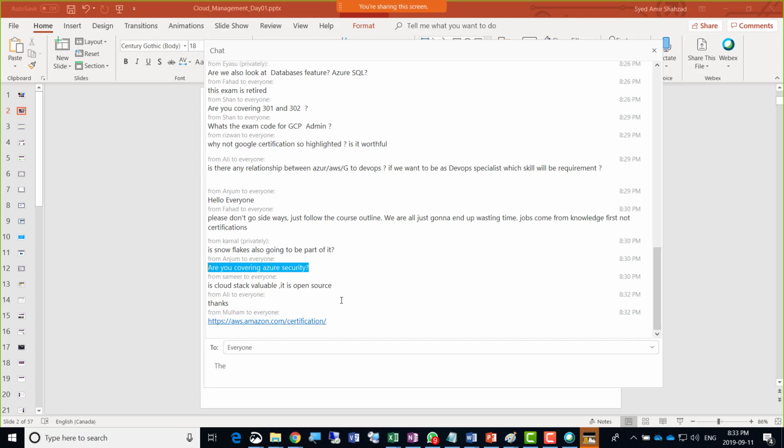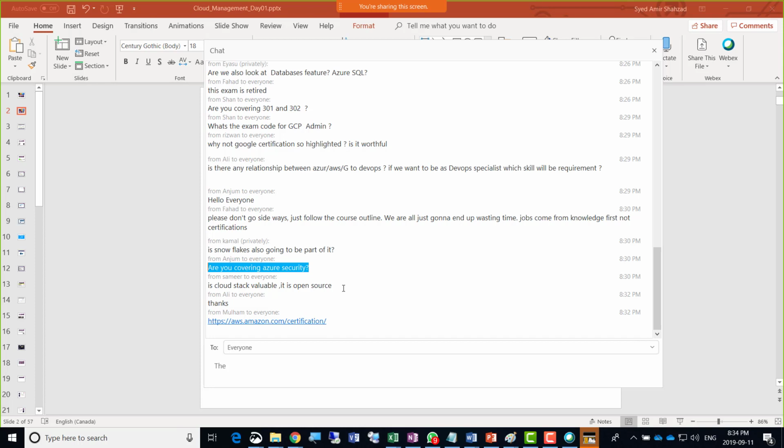Samir is asking, is CloudStack valuable? It is open source. It's software that you download on your own hardware, and then it works like a cloud, right? But you have to manage that hardware yourself. So yes, it is important, but more important is public cloud to be understood.